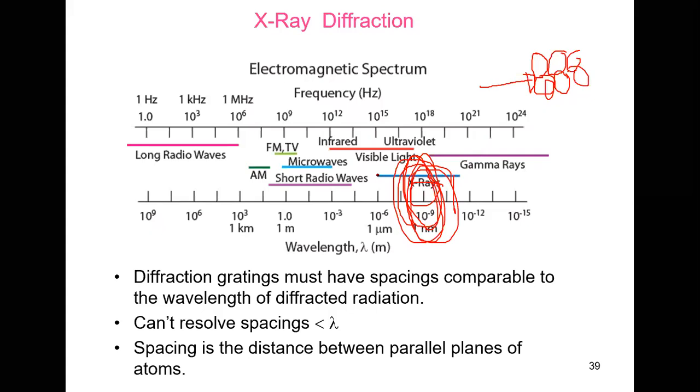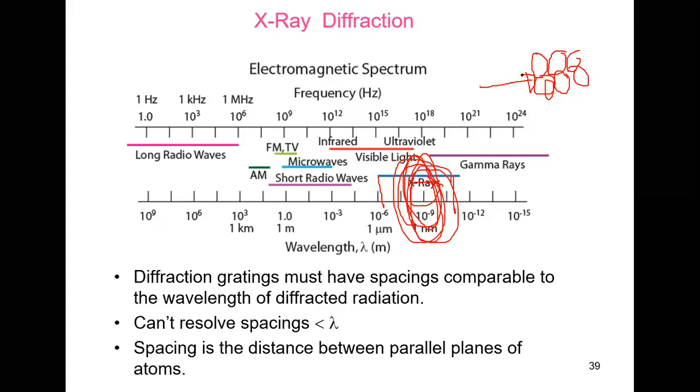X-ray has soft X-ray and also hard X-ray. X-ray with lower frequency is called soft X-ray, and higher frequency is called hard X-ray. So we need an intermediate range of X-ray to investigate the atoms.